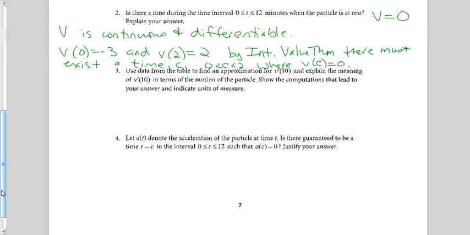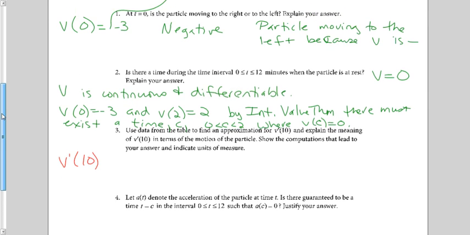Number 3, use data from the table to find an approximation for v prime of 10. So v prime of 10. I'm writing v in green, and it should be red because v prime is acceleration. So v prime of 10 is the derivative, which is just a slope. The derivative has always just been a slope. So when you go back to your table, I want to estimate the slope of my velocity at 10. Well, I don't have 10 in my table.